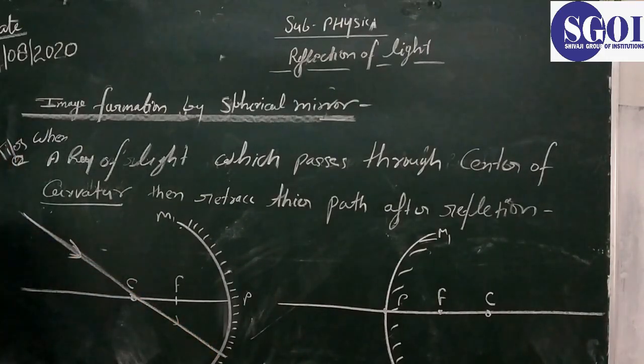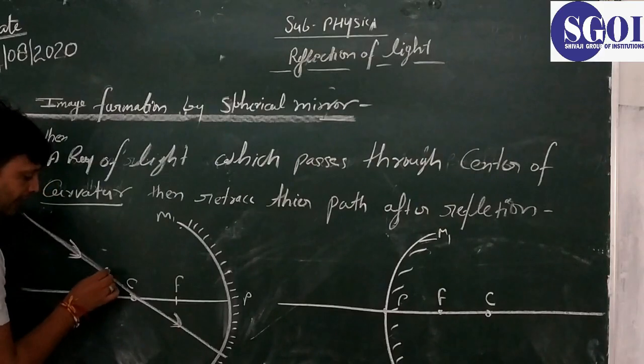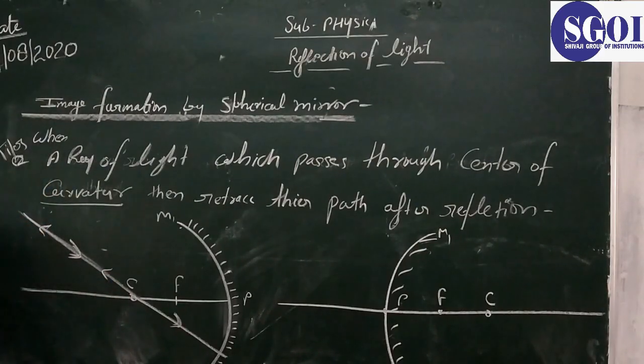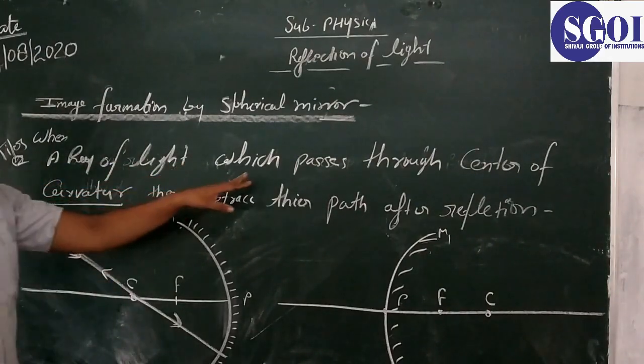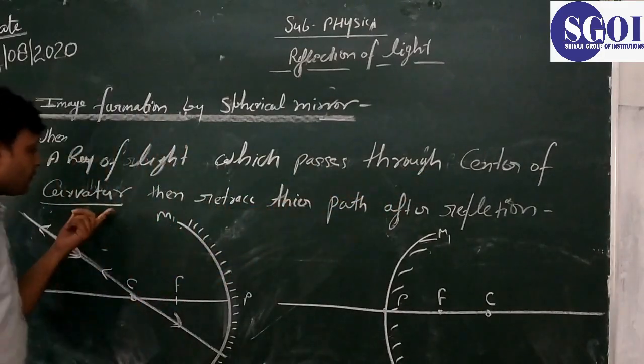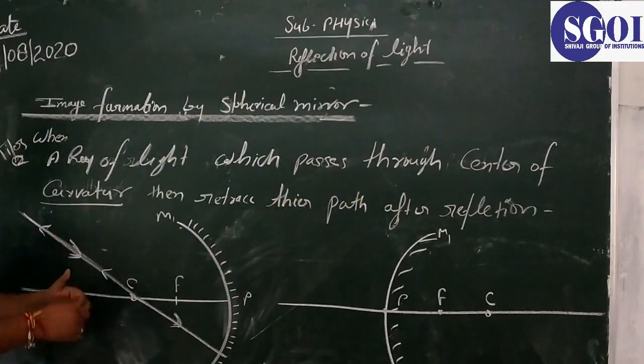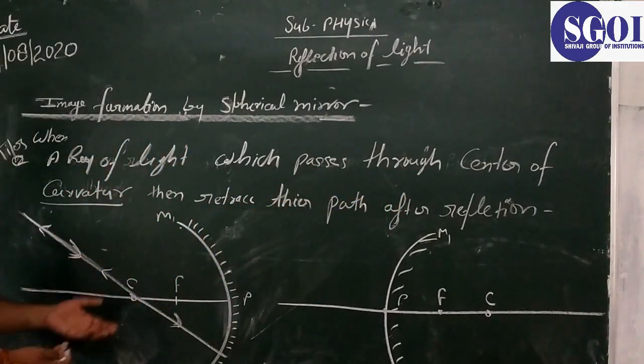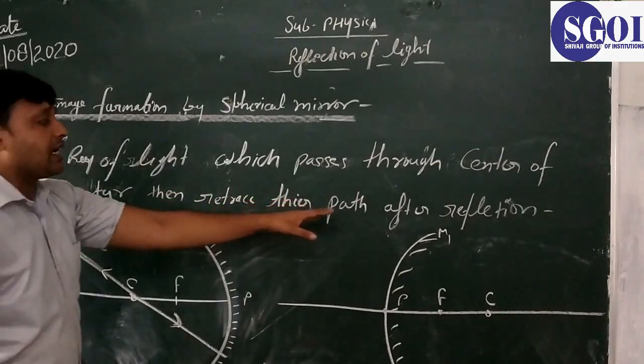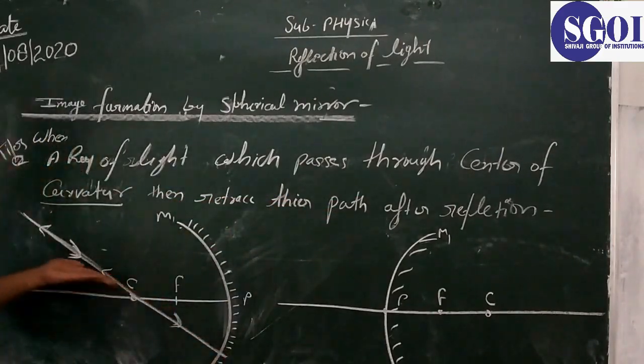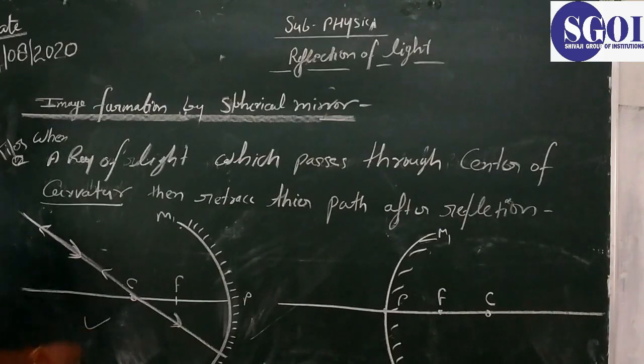A ray of light which passes through the center of curvature, after incidence, retraces its path after reflection. This process is for the convex mirror.